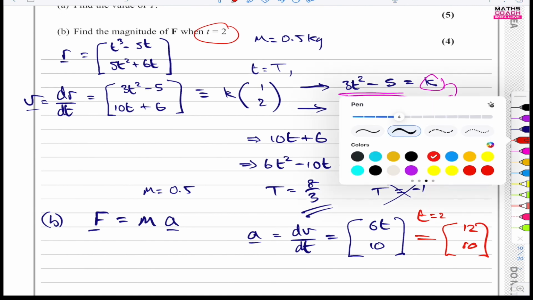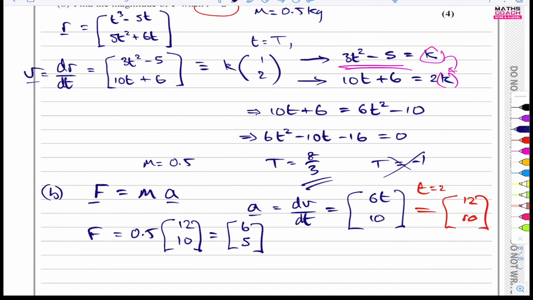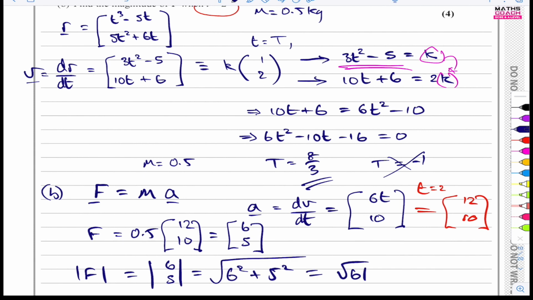So if we now put it into our force, mass is 0.5, acceleration is (12, 10), which simplifies to (6, 5). We want the magnitude of the force. So the magnitude of F would be the magnitude of (6, 5). So Pythagoras, square root of 6 squared plus 5 squared. And what do we get? Root 61. And Newtons for force.